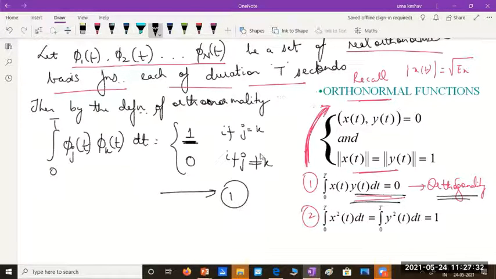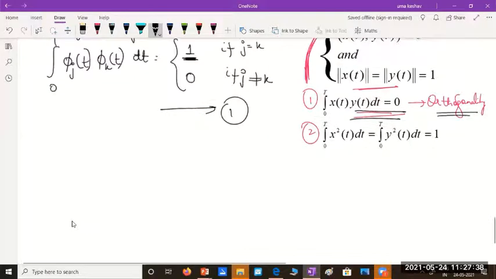I hope this is clear. We had defined it before also. That's why, for reference, I recalled these equations, and we are defining it using a single equation. Here, all our phi values are real orthonormal functions. Each of them exists for a duration of capital T seconds.